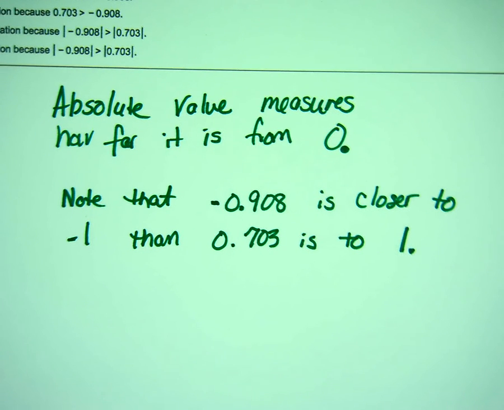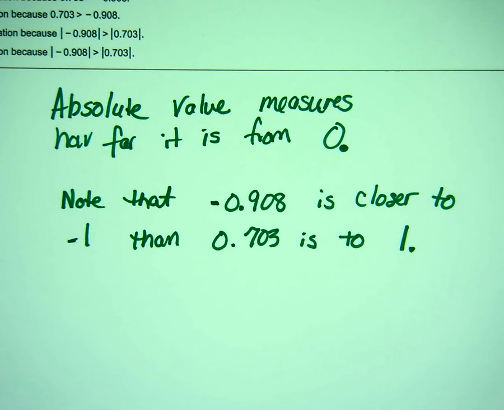So here's a side note. Note that negative 0.908 is closer to negative 1 than 0.703 is to positive 1. You may recall in our first example that correlation goes between negative 1 and positive 1. So again, we're looking at which one is closer to a 1.